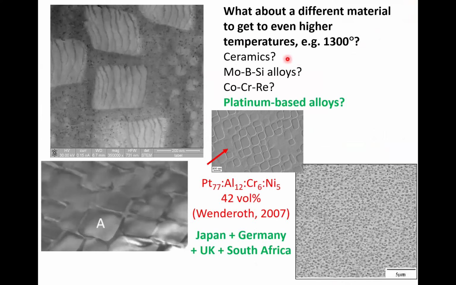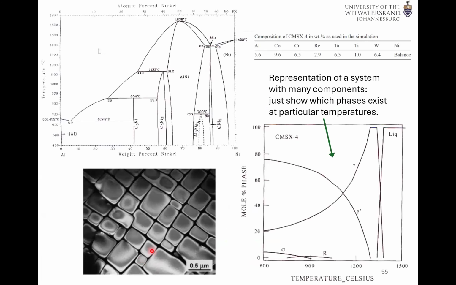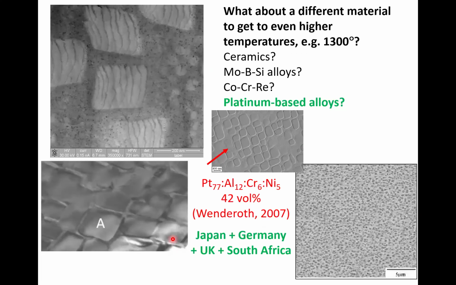What about ceramics? Well, they can be brittle. People have been working and are still working on molybdenum boron silicon alloys, and they're getting better properties now. We tried, because we lived in South Africa, with a nice consortium, because South Africa's got platinum, with Japan, Germany. That's why a lot of the slides came from Japan. With Germany, UK, and South Africa, we tried to make that, but with our platinum-based alloys.